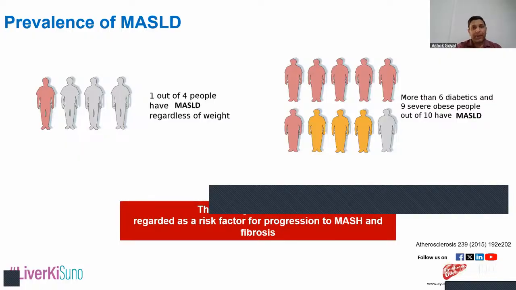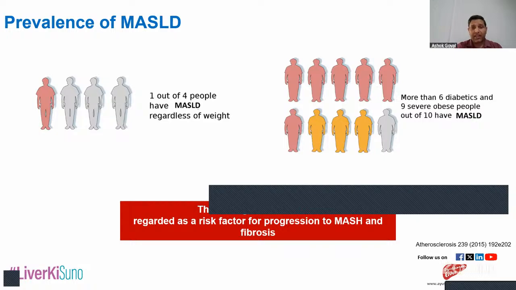As for prevalence, you will be surprised to know that 1 out of 4 people have MASLD regardless of weight. It is not that only those with obesity or high BMI and metabolic comorbidities can get this disease. There is also a condition called lean fatty liver, so a patient who is not overweight or obese can also have MASLD. Out of 10, 6 diabetics and 9 severely obese patients can have MASLD.